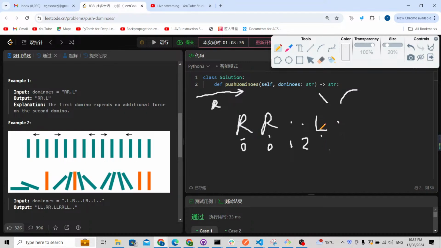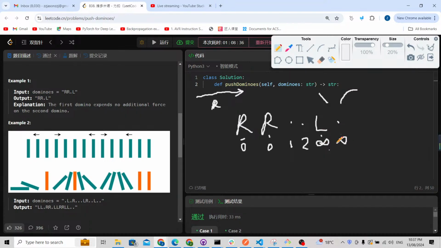So if we find a L, what are we gonna do? We're gonna set it to infinity. If it is L, we're gonna set it to infinity. It means for this position, the influence of the distance to the R is gonna be infinity, meaning nearly it will have no influence. So what about this dot? Of course, this dot is gonna be infinity because there has already been an infinity.